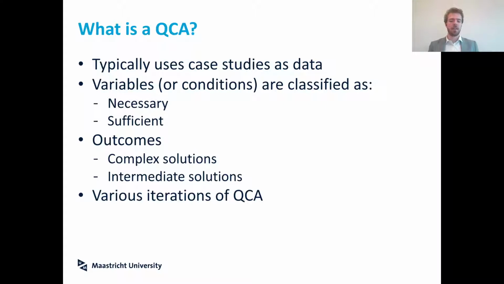Then, there are various iterations of a QCA, namely crisp set and fuzzy set QCAs. A crisp set analysis indicates that the data set only consists of binary conditions and outcomes. A fuzzy set analysis indicates that there can be multiple levels in the variables. Educows used a fuzzy set analysis, and I'll be showing you the distribution of variables later.